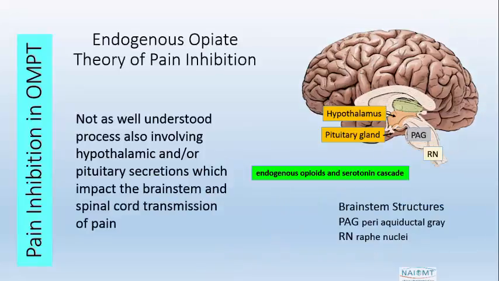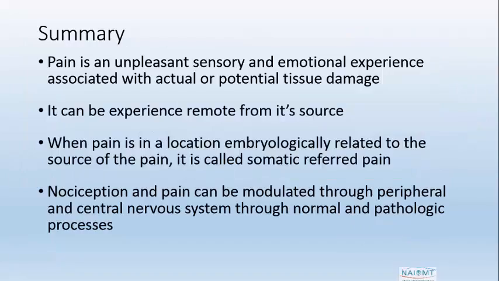The endogenous opiate theory is not well understood. It also involves the periaqueductal gray, the raphe nucleus, the hypothalamus, and the pituitary, and is proposed to inhibit interneuron activity by a similar mechanism to central biasing.